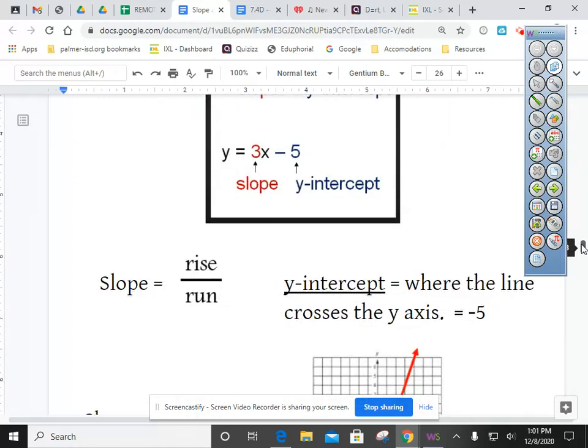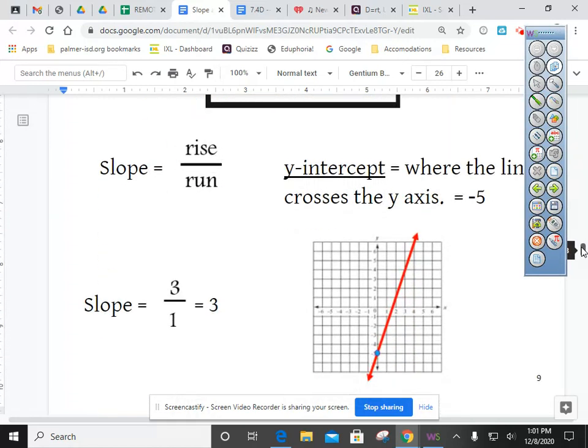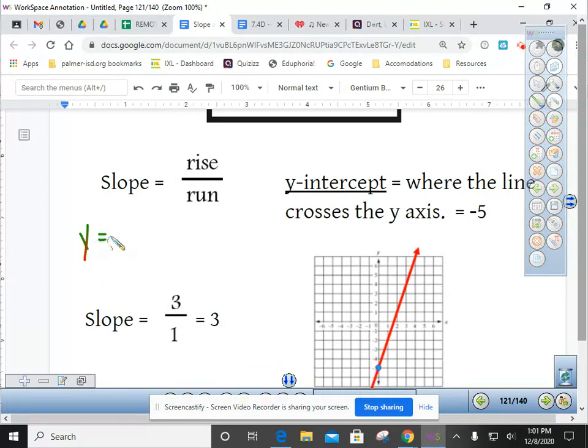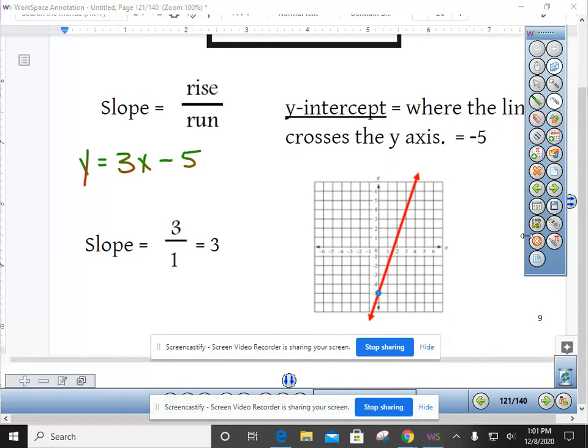Slope is the rise over run. I can't fit all this on here, so I'm going to rewrite it: y equals 3x minus 5. When you graph slope, it's always going to be in fraction form. It's done for you here. I took the negative 5 and put a dot. Then my slope was 3, but I had to put it over 1 because it's got to be in fraction form.